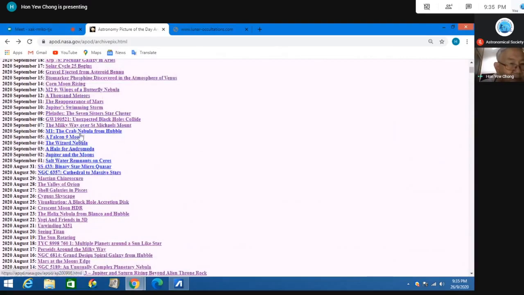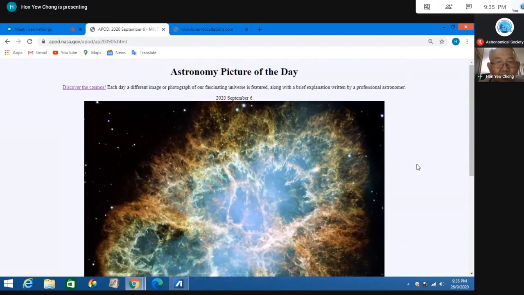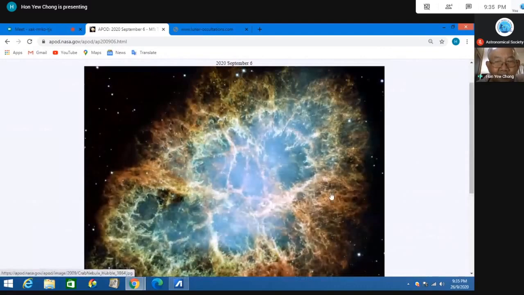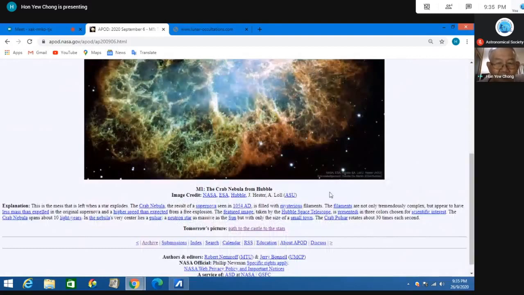September the 6th. This September the 6th, Crab M1, the Crab Nebula from Hubble. Actually, ladies and gentlemen, boys and girls, this is an old picture. This was taken by Hubble many years ago, but from time to time, I think the two APOD editors recycle some of the pictures. But this is a very important picture. I think it's worth recycling. Of course, taken by Hubble, owned by NASA and ESA.